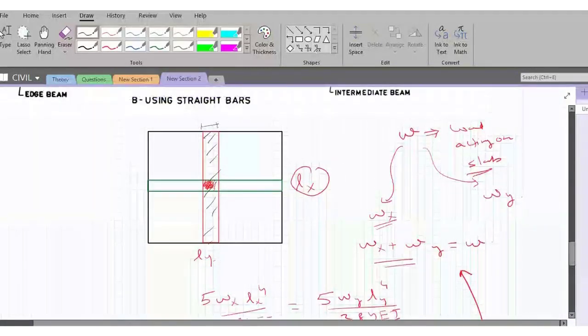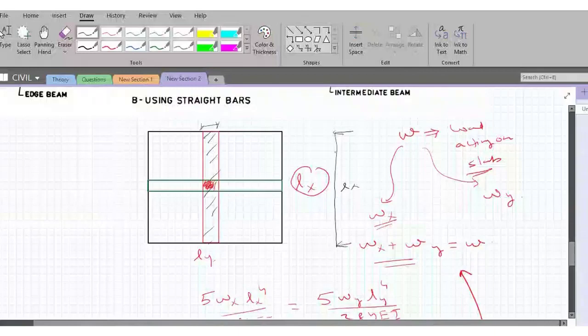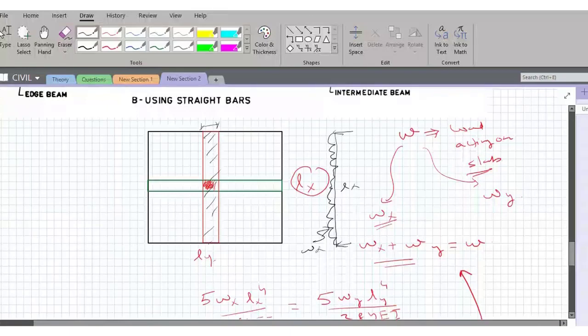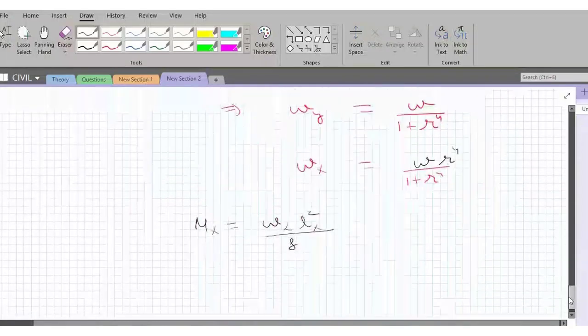which is spanning about the shorter span, considering a 1 meter strip. So for this slab, which has been considered as simply supported and is spanning about the shorter span, you can see here this load is Wx, the span is Lx. If I want to know the maximum moment, you'll answer me Wx into Lx square divided by 8, WL square by 8. This is what I have written here.